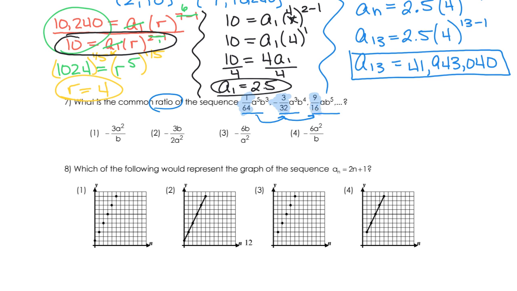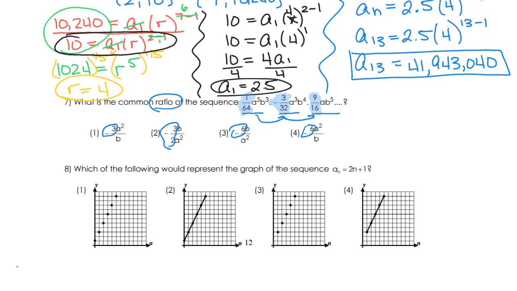But I'm going to use my choices. In choice 1 here, it looks like you're multiplying by a -3 if we ignore the exponents. This one, you're multiplying by a -3/2. This one, you're multiplying by a -6. And this one, you're multiplying by a -6.